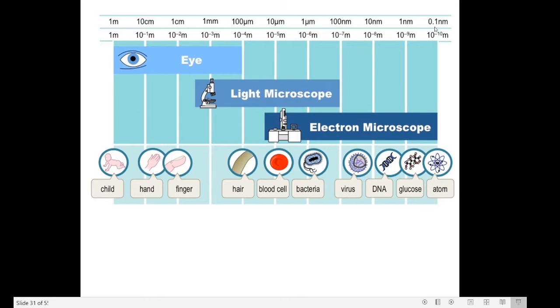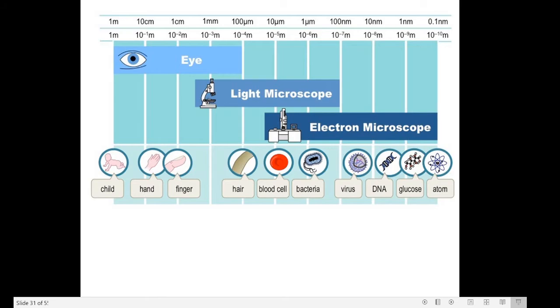So atoms are not viewable by TEM analysis. Atoms cannot be visualized by TEM analysis because the resolution of TEM is 0.2 nanometer, which is larger than the atom level. So we don't have the option to visualize the atoms in the TEM. We visualize the internal parts, cell surface, that kind of things in the TEM.